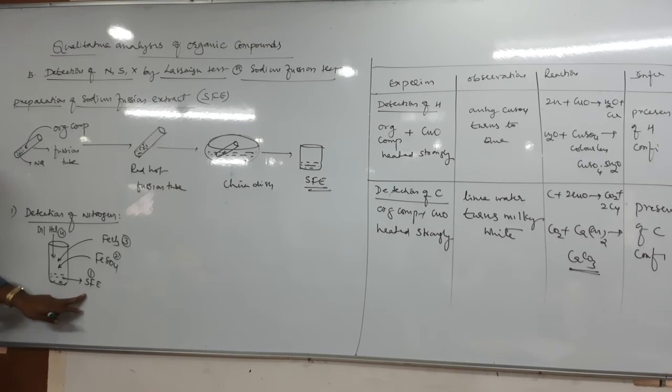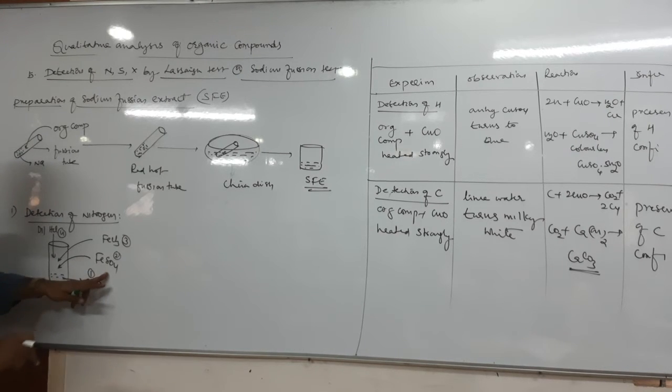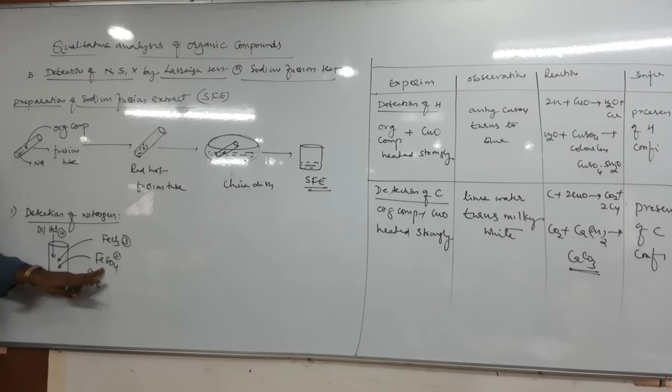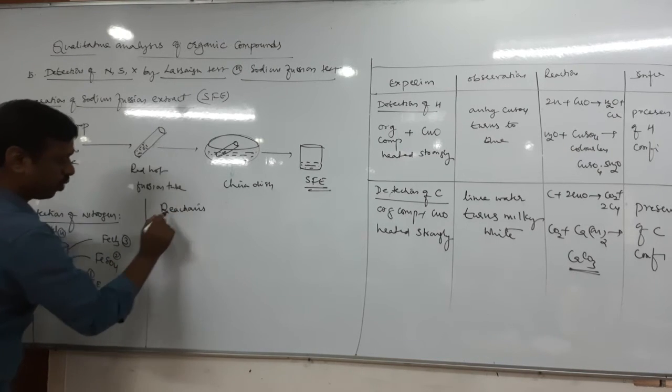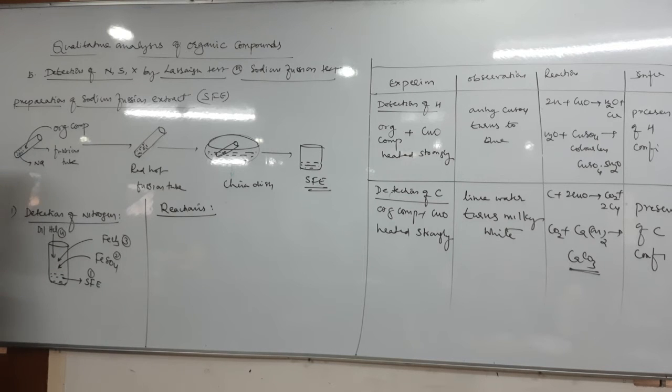One is the SFE. To this SFE what do we add? The sequence is also important because we will write reactions now. To this SFE we add freshly prepared ferrous sulfate. Next, to this mixture we add a small amount of FeCl3. Then the whole mixture is treated with dilute hydrochloric acid, which is called acidified. Questions based on reactions are important. To understand the reactions you need to remember this sequence.